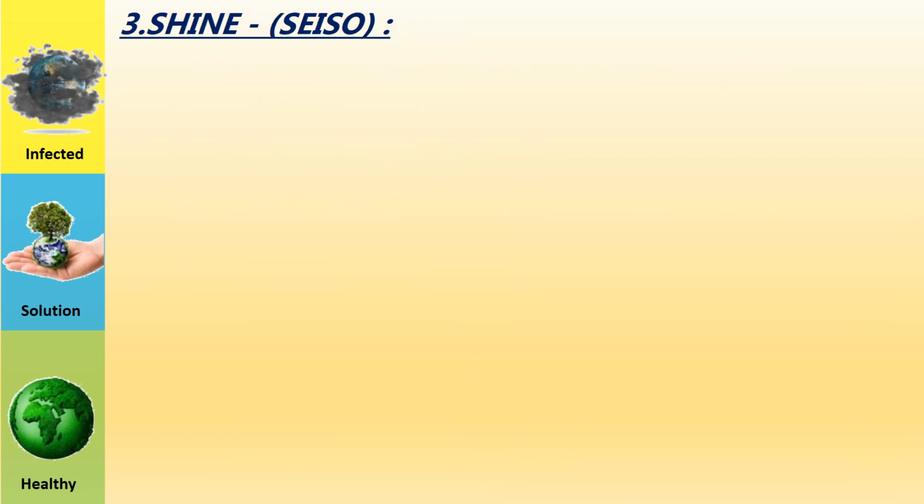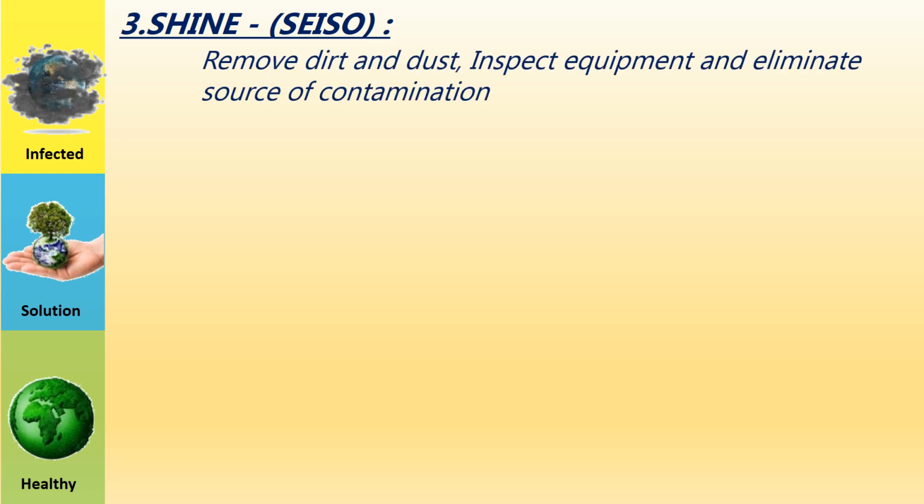Third is shine, Seiso. So first and second have been completed. Third is what we need to do: remove dirt and dust, inspect all equipment and eliminate sources of contamination. We need to clean all the dirt and dust from the equipment or material, whatever it may be. We need to inspect whether there are any leakages or any damages, so that we can determine and eliminate the source of contamination.